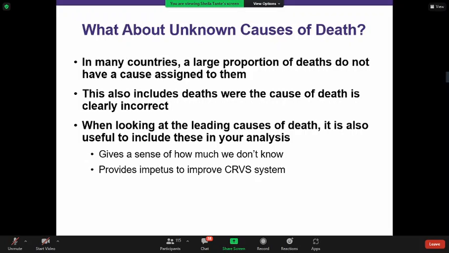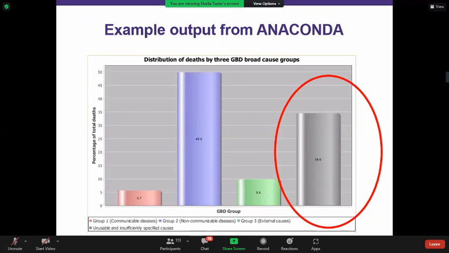What about if unknown cause of death? Because in many countries, a large proportion of deaths do not have a cause assigned to them. This also includes deaths where the cause of death is clearly incorrect. So when looking at the leading cause of death, it's also useful to include this in our analysis, okay? And if there are a lot of unknown causes of death, it's really an indicator to improve the CRVS system, okay? So if this happens, in the analysis of cause of death, they call it anaconda, okay? So if there's ANOVA, there's also anaconda, okay?